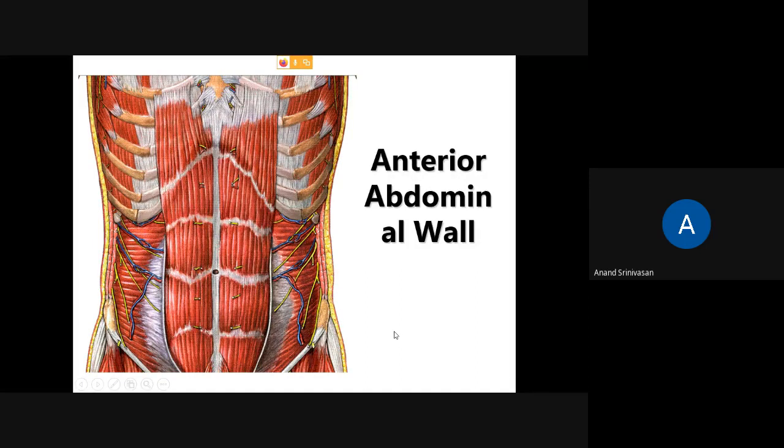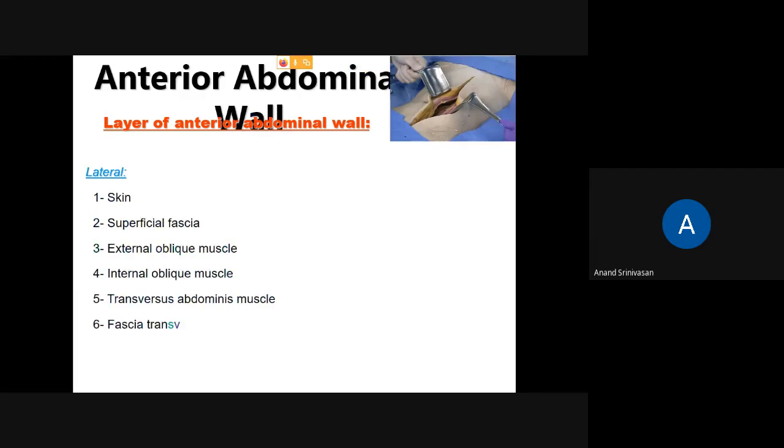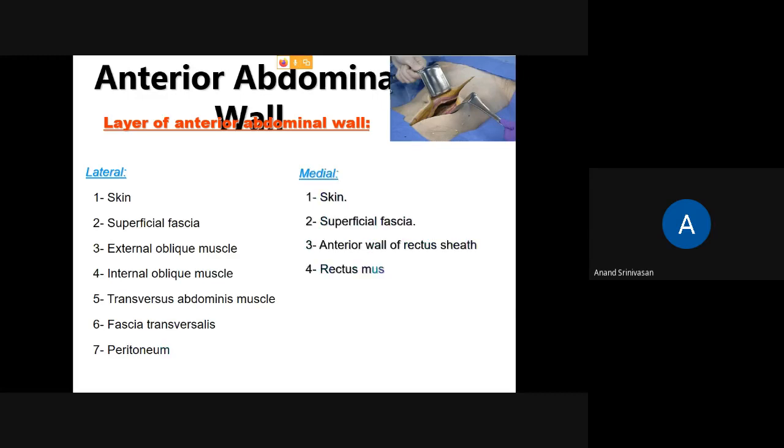But will the muscles give strong protection to the abdomen? Yes. Let us see how the anterior abdominal wall provides strength. Now, these are the layers which you come across if you make an incision in the abdomen on the lateral side.